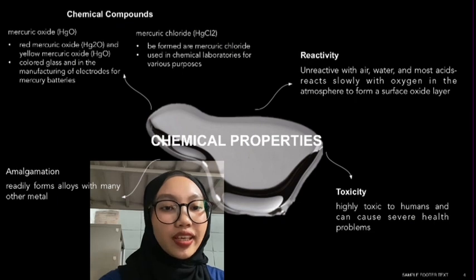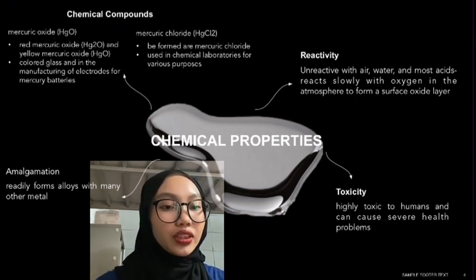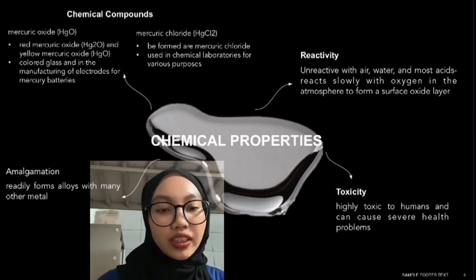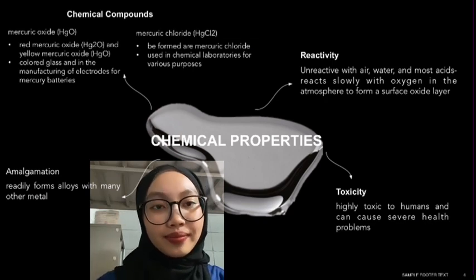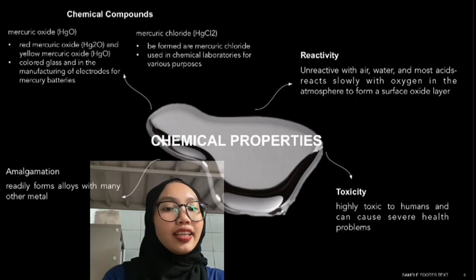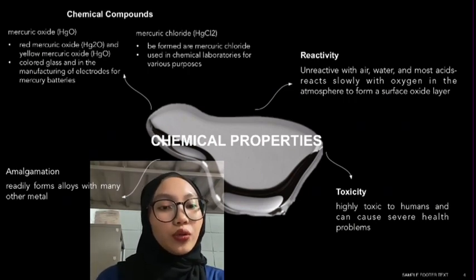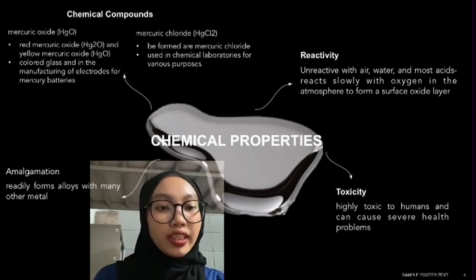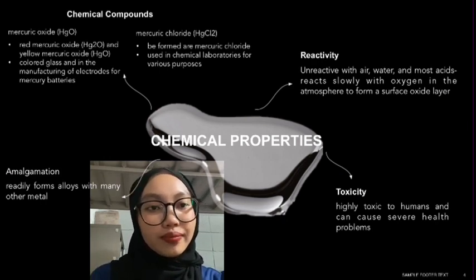Next is amalgamation. Mercury readily forms alloys with many other metals such as gold, silver and copper, which is useful in various applications including dentistry. Next is toxicity. Mercury and its compounds are highly toxic to humans and can cause severe health problems when ingested, inhaled, and absorbed through the skin. This toxicity is a significant concern when handling mercury.